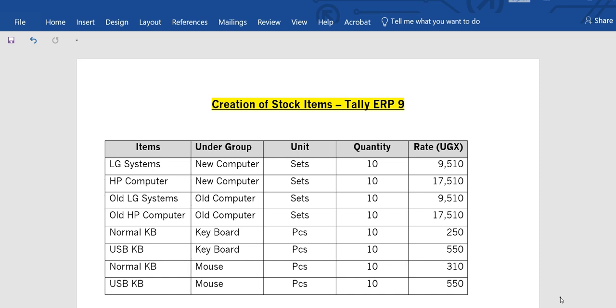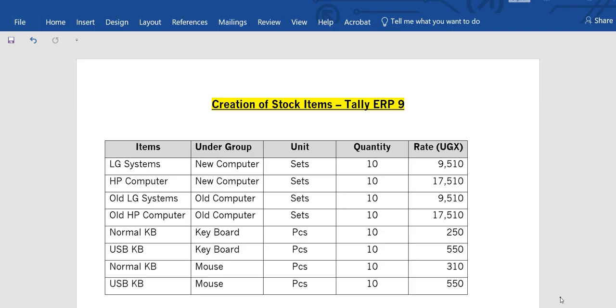Welcome back. Now that you know how to create a campaign in Tally, it's time to dive into the core inventory management. For any business that deals with goods, buying, selling, or manufacturing, properly setting up your inventory items is absolutely crucial for accurate financial reporting.